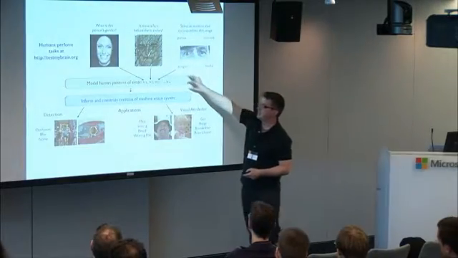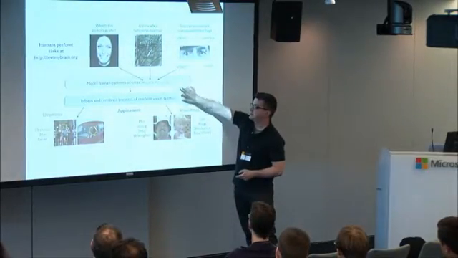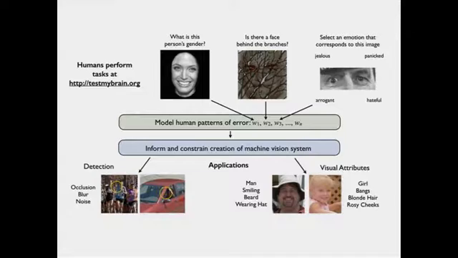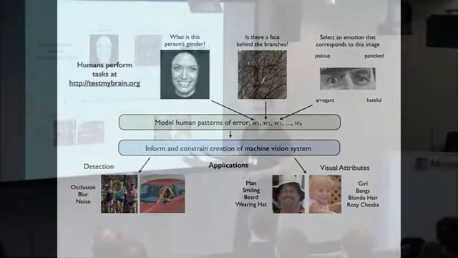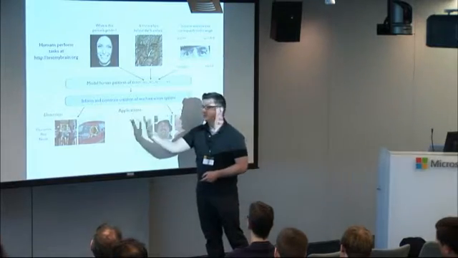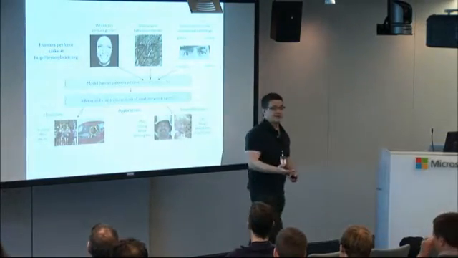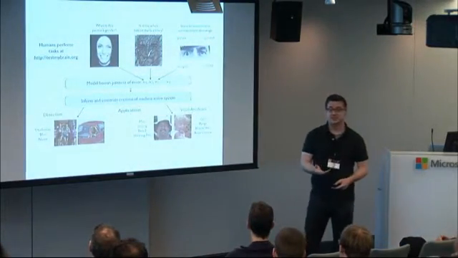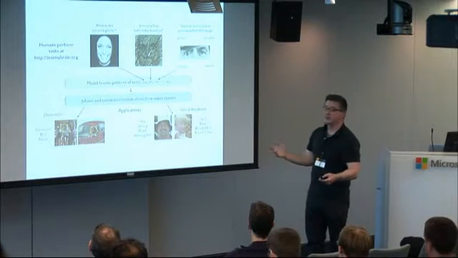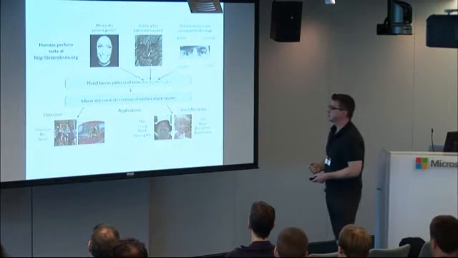We can model the pattern of human errors on a per example basis, and we can use that to inform and constrain a variety of different tasks. Part of the reason I'm showing you face detection is not just because it's an interesting and well-studied problem, but because it happened to be what the psychologists were actually studying at the time. They were looking at face detection, so they already had a bunch of data, and they gave it to us so we could play with it.